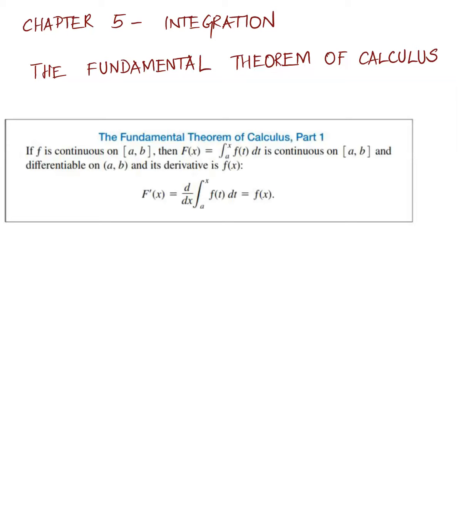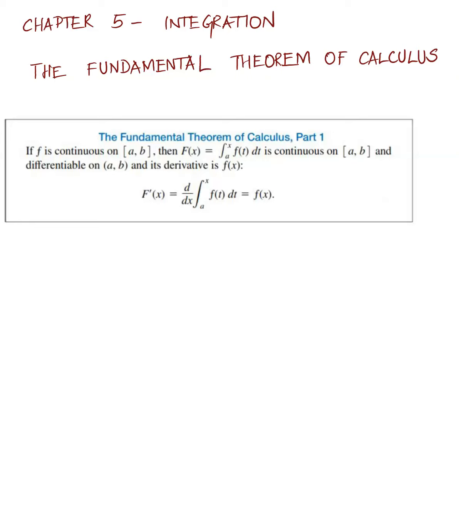Here is part 1 of the theorem. If f is continuous on [a, b], a closed interval, and capital F of x is the integral from a to x of f of t dt, then capital F is continuous on [a, b] and differentiable on the interior of [a, b], and its derivative is small f of x. Then we say F prime of x is d over dx of the integral from a to x of f of t dt, which is the same as f of x. Okay, a quick understanding of this. I know it's so concise that it can be confusing.